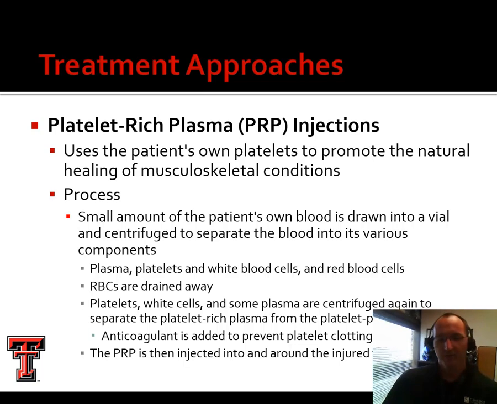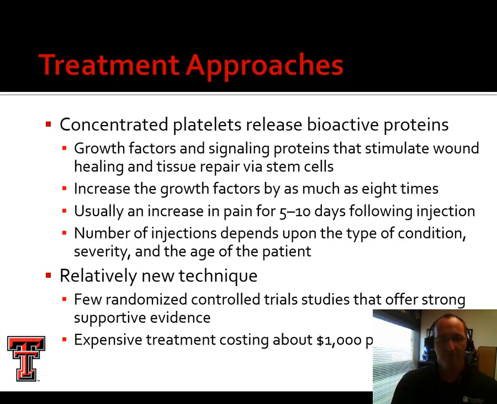So a little bit of the patient's blood is drawn and then centrifuged to separate the blood into its components. So we get plasma, platelets, white blood cells, red blood cells. The red blood cells are drained away. The platelets, white cells, and plasma are centrifuged again. And then an anticoagulant is added. So then that platelet-rich plasma is re-injected into the immediate vicinity. These platelets release bioactive proteins, and the idea here is that we're actually getting some growth factor response.